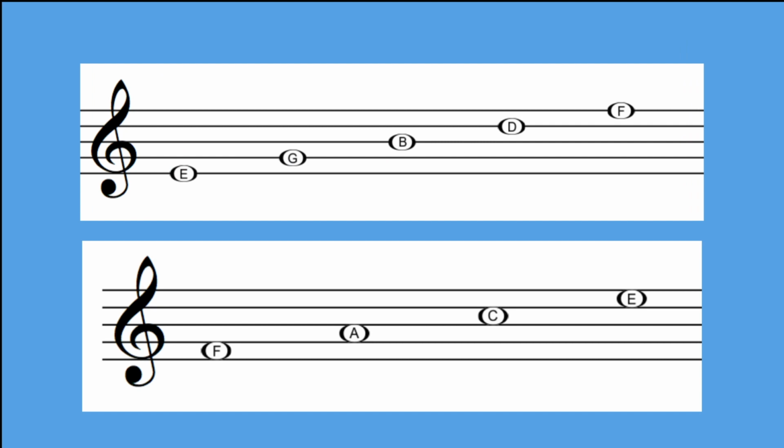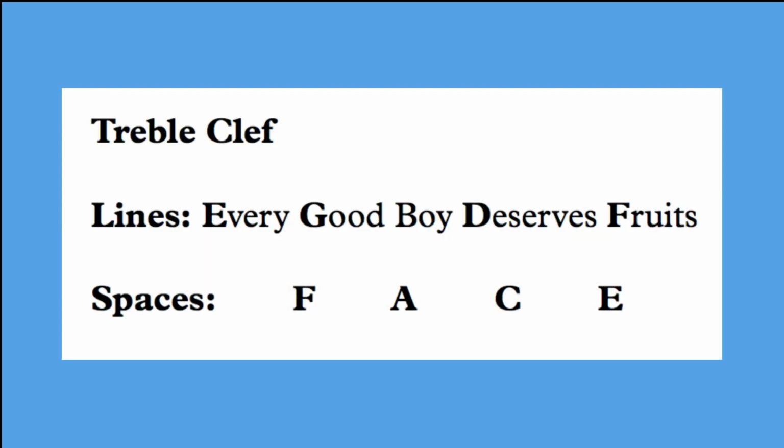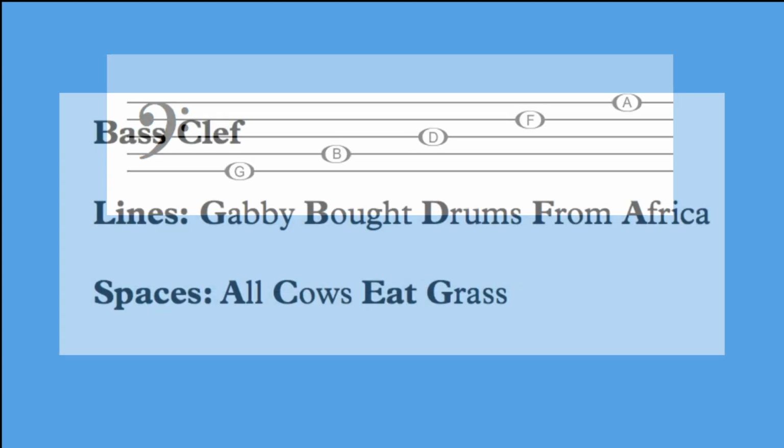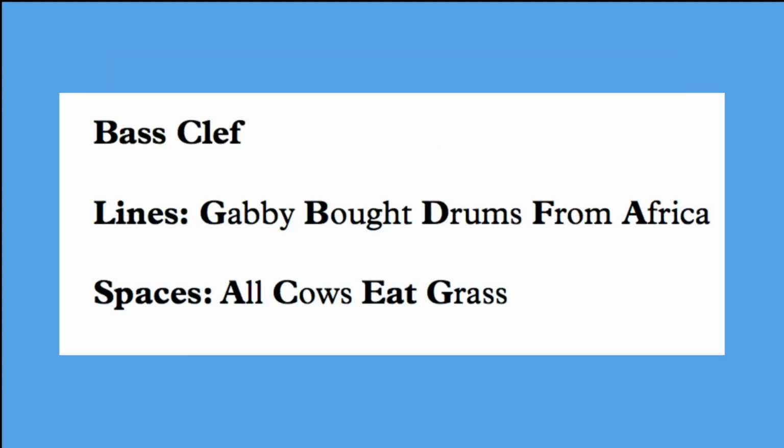To help us remember the position of these notes, we can use the following phrases. For lines, Every Good Boy Deserves Fruit. For spaces, we can use the word FACE. In the bass clef, the position of the notes are given like this. To help us remember the position of these notes, we can also use the following phrases. For the lines, Good Boys Deserve Fun Always. For spaces, All Cows Eat Grass.